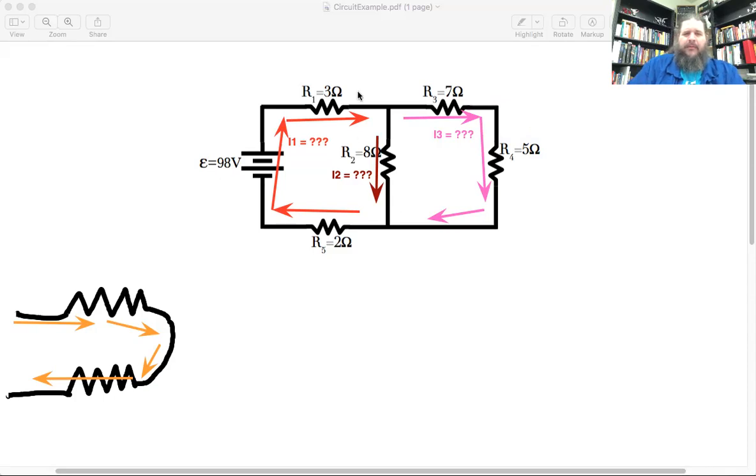But if we draw a blob around the actual junction, what does the junction rule tell us about these three currents? What do we know, or what can we write? Not the resistances, but the currents.